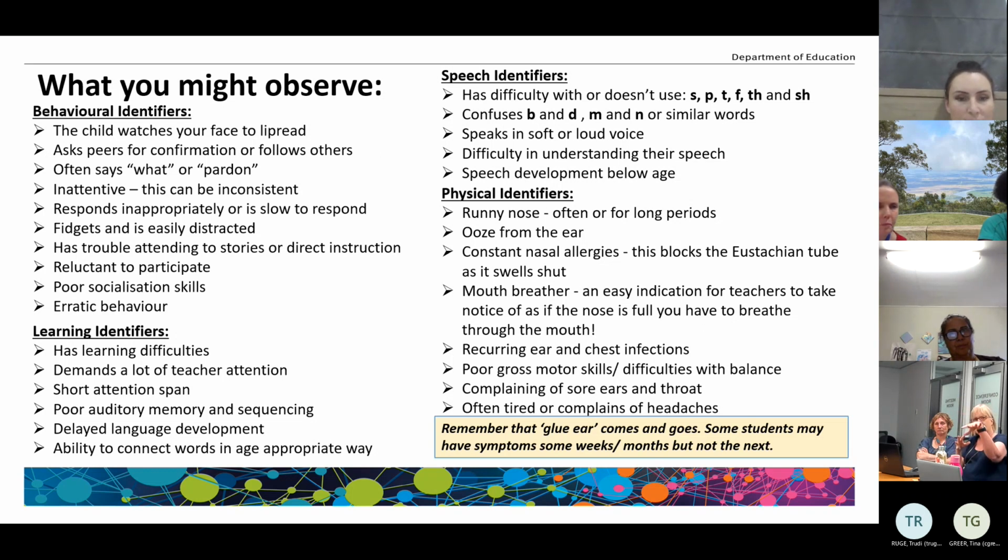And some of those physical identifiers would be kids who have otitis media or fluctuating conductive loss. In the top part up there, the speech identifiers, you can see if they have difficulty with those sounds of S, P, T, F, and sh, that perhaps there's a high frequency loss there, or if they're confusing some words that are similar, they could be an indicator that perhaps it might be a good idea to get their hearing tested.